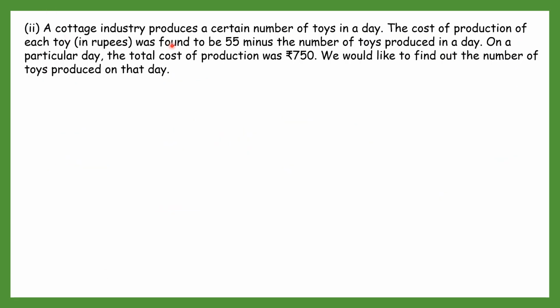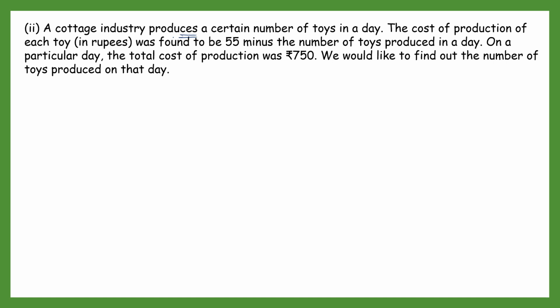Second question. A cottage industry produces a certain number of toys in a day. The cost of production of each toy was found to be 55 minus the number of toys produced in a day. On a particular day, total cost of production was 750. We would like to find out the number of toys produced on that day. Let's start solving this. Cottage industry produces certain number of toys in a day. We don't know how many toys it will produce.